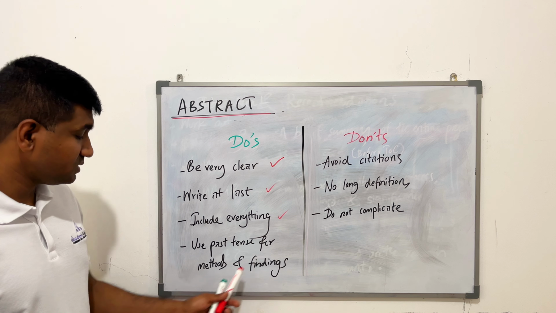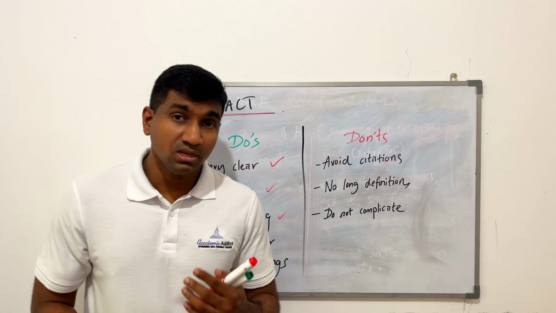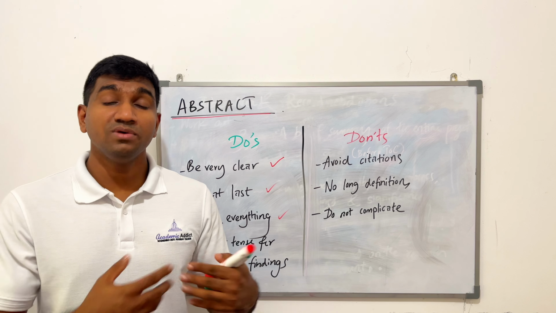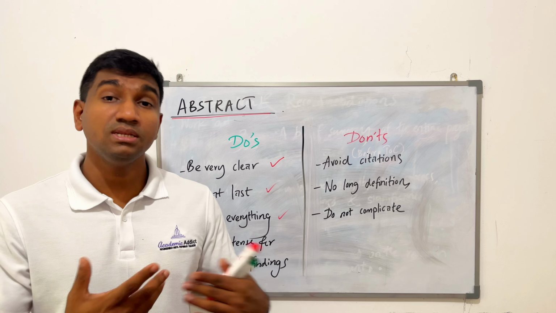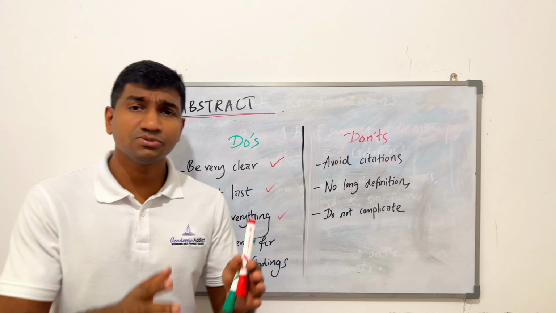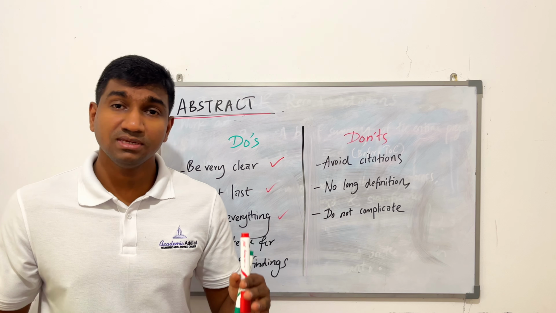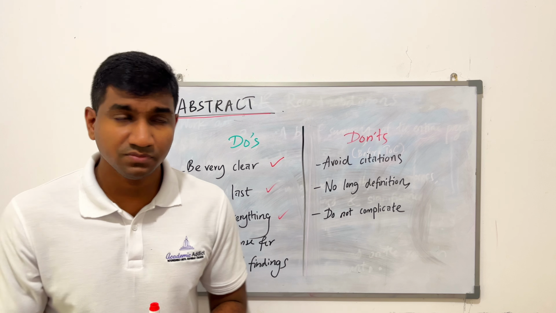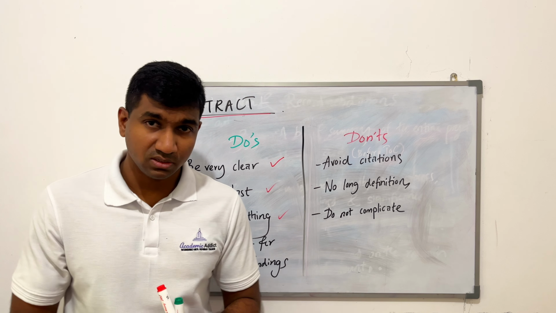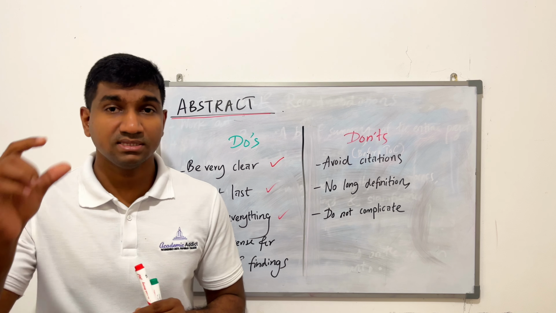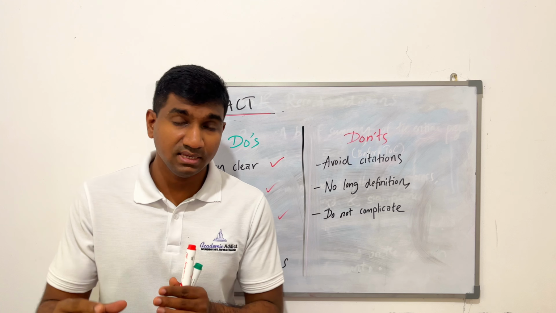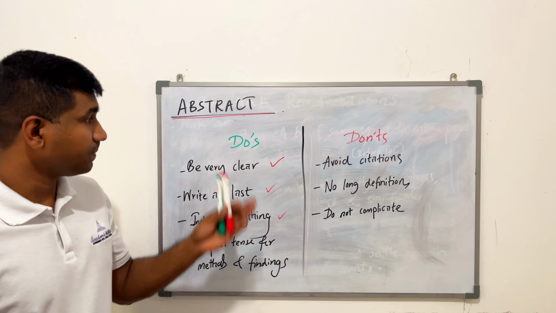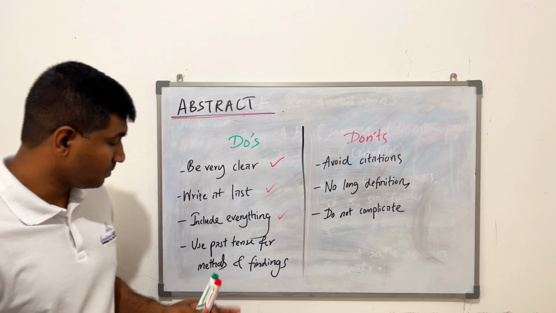And use past tense for the methods and findings, because now when you update this, don't say that you will be doing, you will have to do this and you intend to do that. No, in the abstract you need to say this is what has been achieved, this is what you have done. So use past tense when you update your abstract. Okay, focus on that, the tense. Use past tense, ed at the end. Likewise you can update the rest of the words in the abstract in past tense.